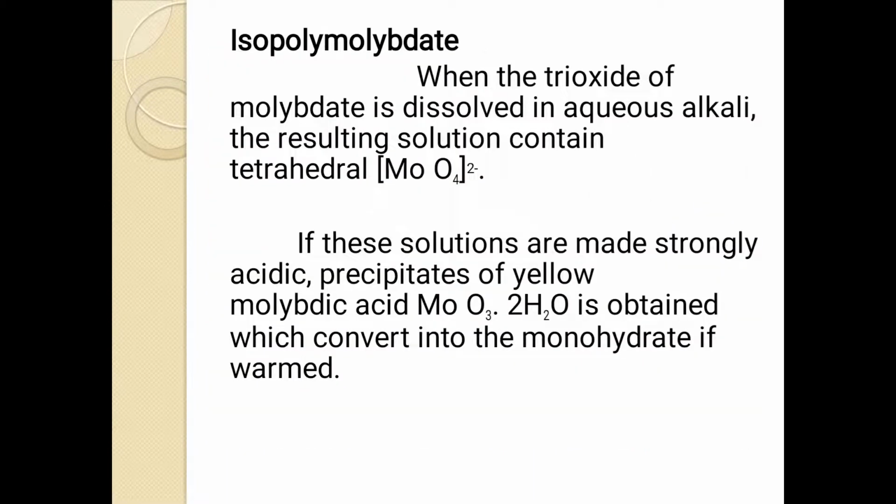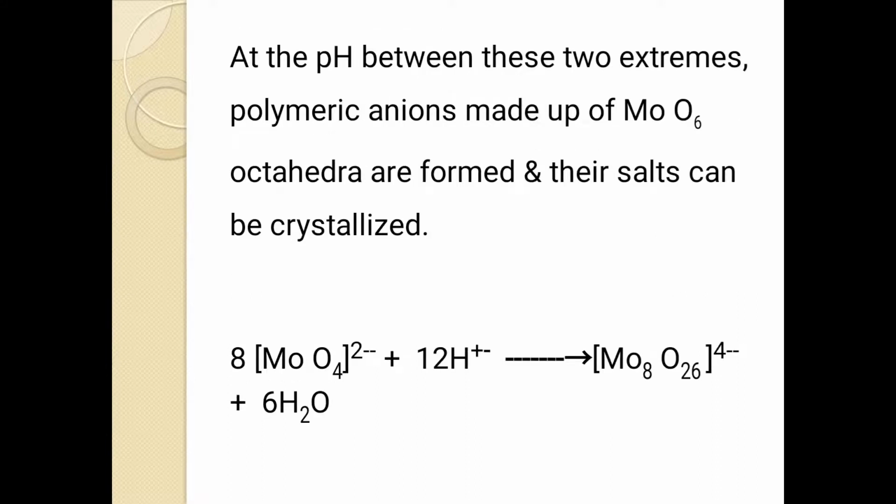Isopolymolybdate. When the trioxide of molybdenum is dissolved in aqueous alkali, the resulting solution contains tetrahedral MoO4 2- ion. If these solutions are made strongly acidic, precipitates of yellow molybdic acid MoO3·2H2O is obtained, which converts into the monohydrate if warmed. At pH between these two extremes, polymeric anions made up of MoO6 octahedra are formed and their salts can be crystallized. The reaction is given here.